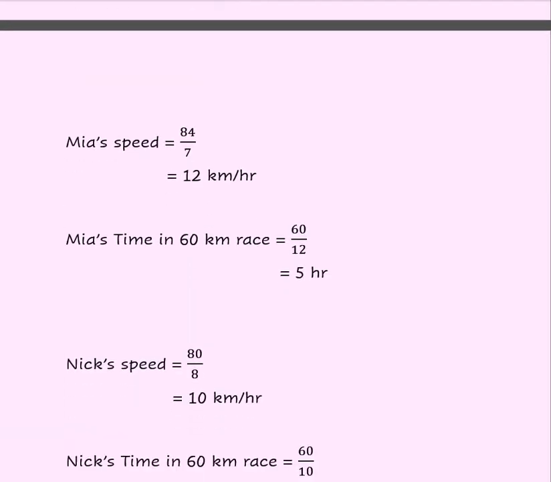Similarly, Mia's speed will be Mia's distance divided by time taken, which is 80 divided by 8 hours, which gives us 10 km per hour. And Mia's time in that 60 km race will be 60 divided by Mia's speed, which is 12 km per hour, which gives us 5 hours.